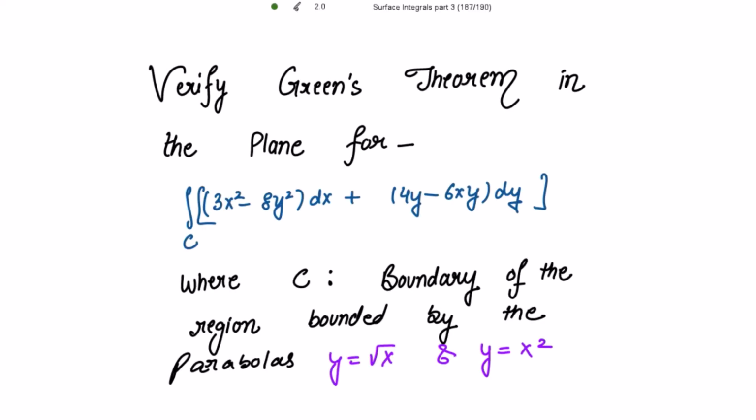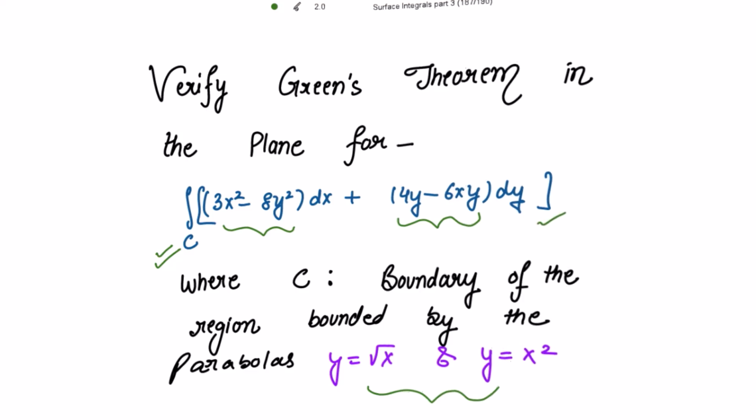Green's theorem in the plane for this line integral, where C is the boundary of the region bounded by these two parabolas. And because these two functions are continuously differentiable functions, we can apply Green's theorem on this line integral, right? Okay, and then we verify that.